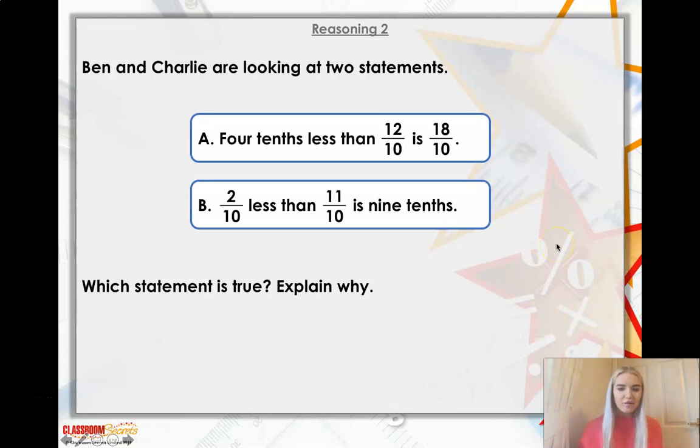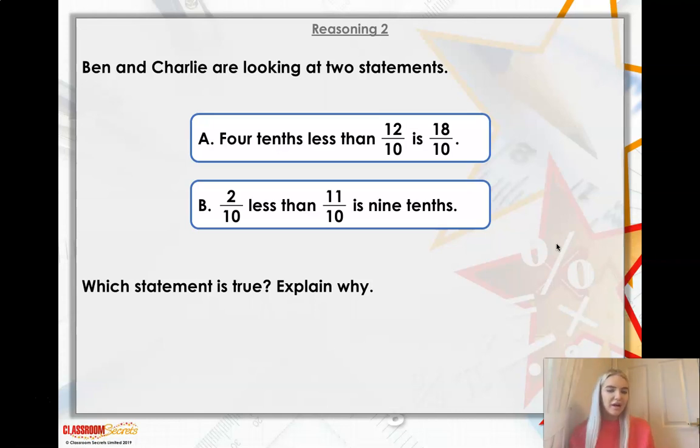It is another question that requires us to really explain why using that word because. So Ben and Charlie are looking at 2 statements, and statement A says 4/10 less than 12/10 is 18/10. Statement B says 2/10 less than 11/10 is 9/10. Which statement is true? And explain how you know. Pause the video and just have a think of this question, please.